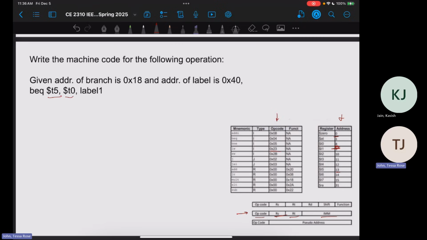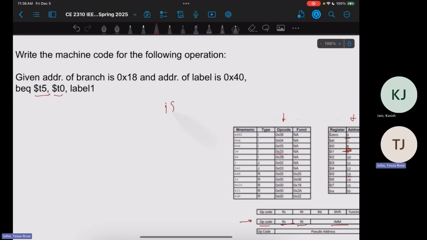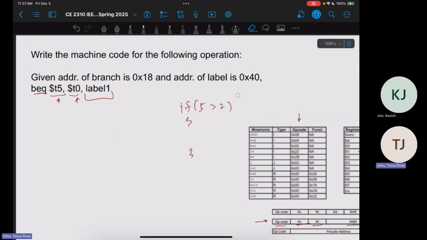If you think of it in code, it's like if 5 is greater than 2, then do this. But in this one, it's if it's equal. So if the data in these two are equal, jump to this line in the code. If not, then it'll just skip it and continue down to whatever your next line of code is.